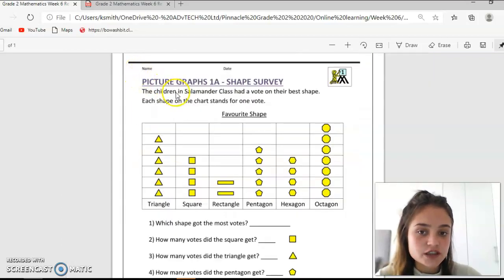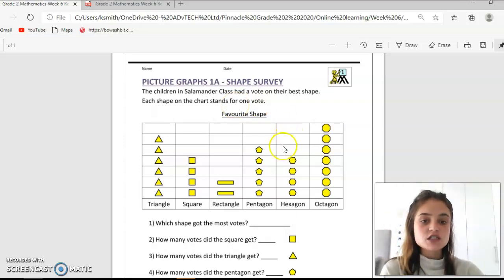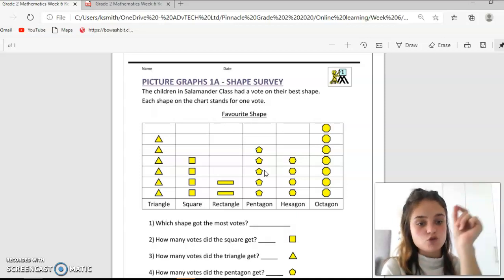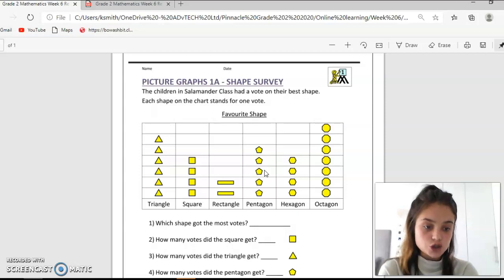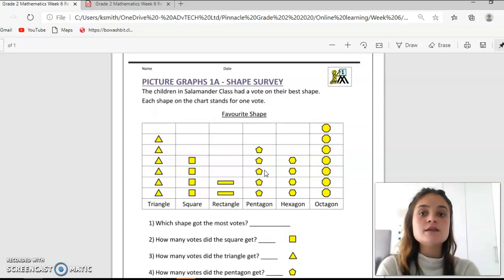It says the children in salamander class had a vote on their best shape. Each shape on the chart stands for 1 vote. So that's like if Miss Smith had to do this, and I would say you're only allowed to tell me 1 shape. So you can't put your hand up for every shape. And I would say, who likes the triangle? And if 6 of you put your hand up, then we would draw 6 triangles. And 2 children chose squares, and 2 chose rectangles, for example. Then we would make it like that. That's how you do a pictograph.